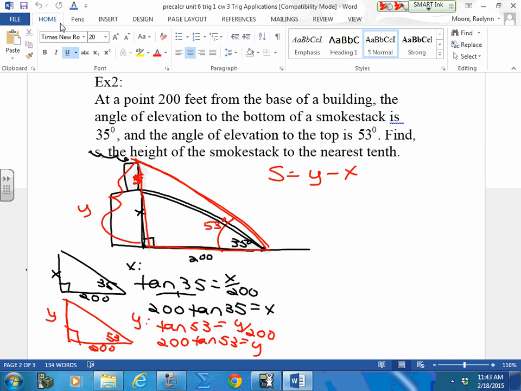And now I know what Y is equal to. So all I have to do is subtract the Y value, 200 tangent of 53, minus the X value. Do all your calculations at the end, and make sure your mode is degrees. This will give you the height of your smokestack.